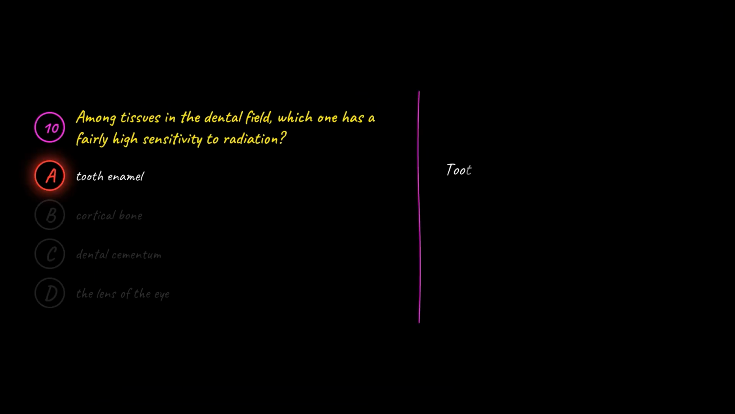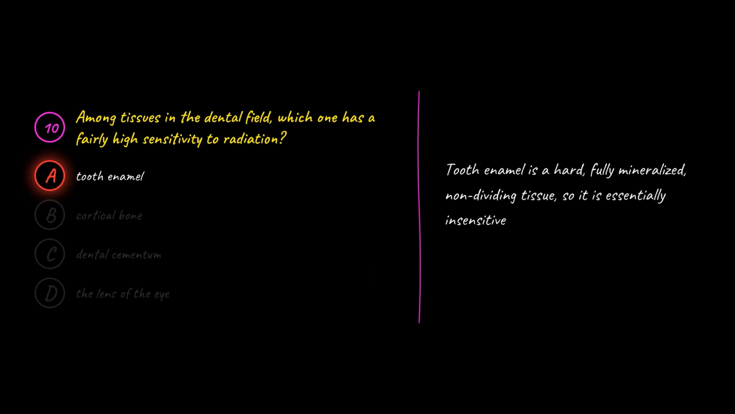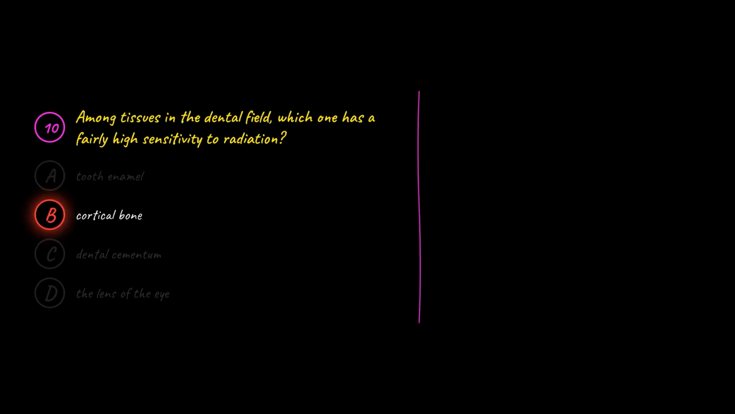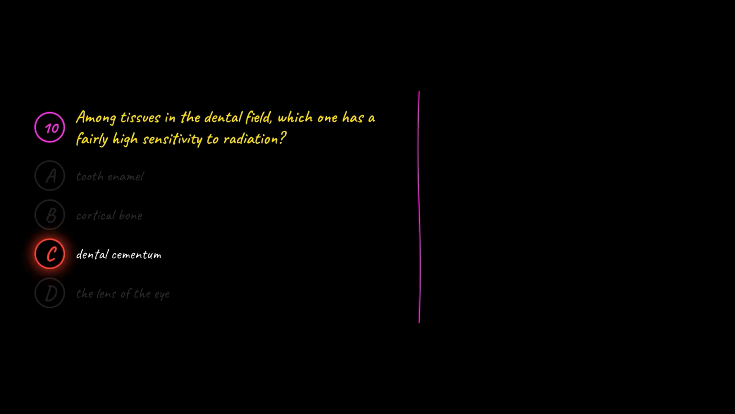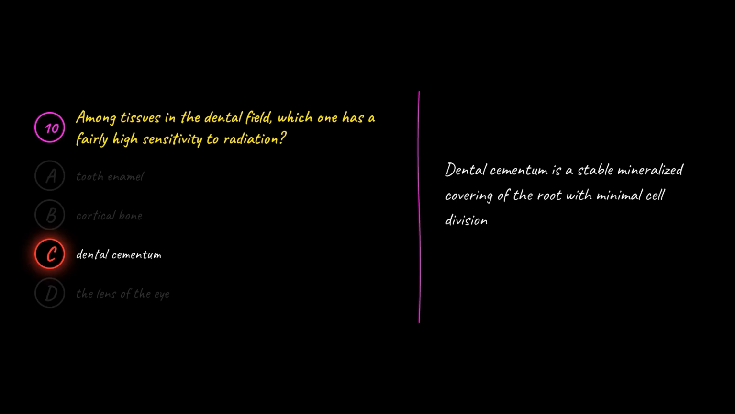A is wrong because tooth enamel is a hard, fully mineralized, non-dividing tissue, so it is essentially insensitive to radiation rather than highly responsive to it. B is wrong because cortical bone is dense, mature tissue with little cell turnover, placing it low on the sensitivity scale rather than among the more vulnerable tissues. C is wrong because dental cementum is a stable mineralized covering of the root with minimal cell division, so it is not a tissue of notably high radiosensitivity.